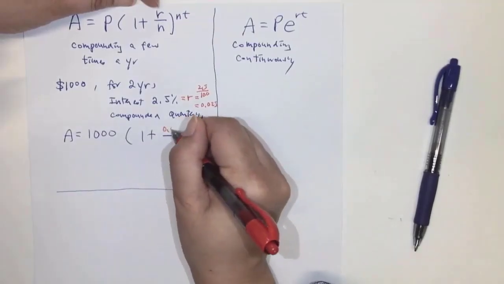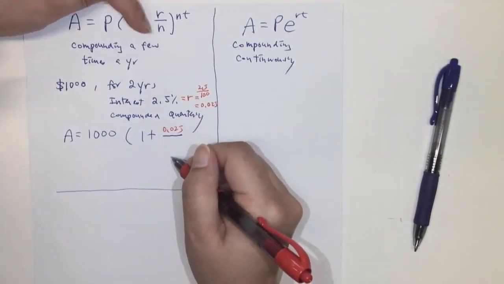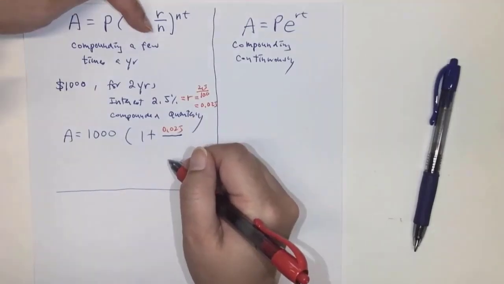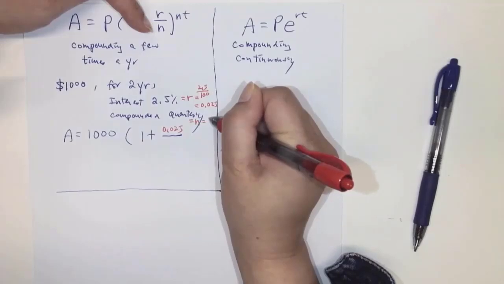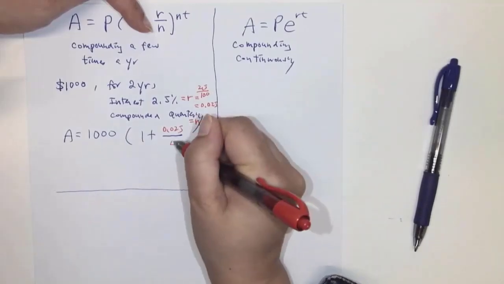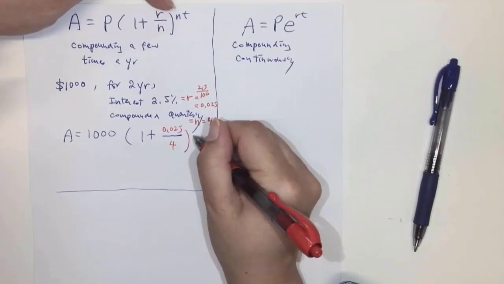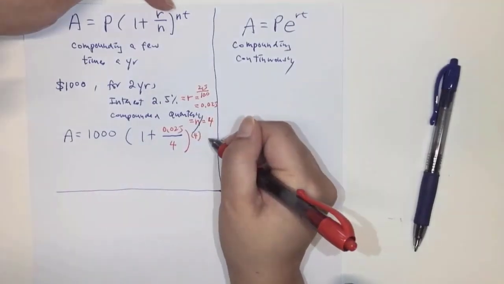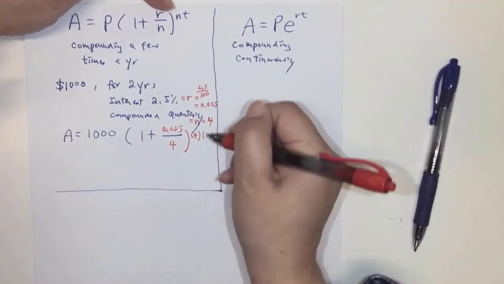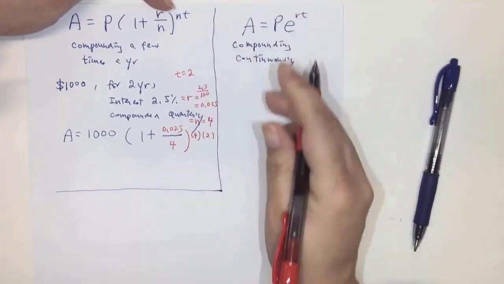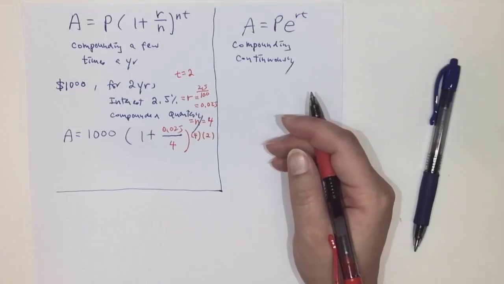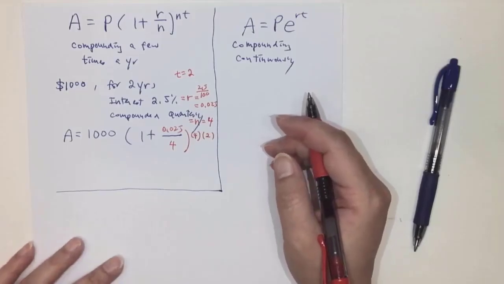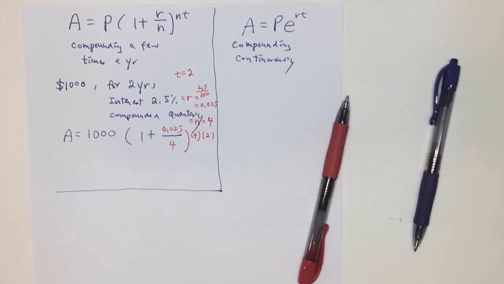So 0.025 over N. N is what? Quarterly means 4 times a year. For how many years? 2 years. So T is 2 years, right? I'm doing this pretty quickly because we spent time on all the terminology and explanation last time. So if you missed that class, please use your videos and take notes.